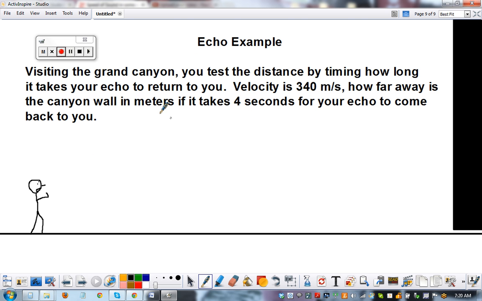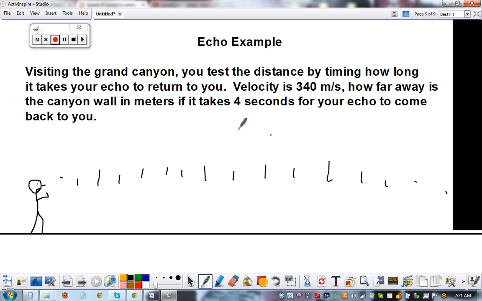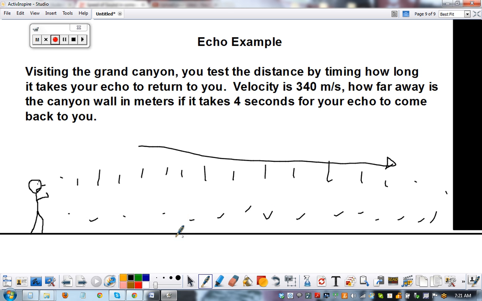Here's our last example. This is an echo problem. We're looking at bouncing and returning back. Waves can come in, bounce off a surface and come back. And we hear it again. This is called an echo. So let's take a look at an echo example.